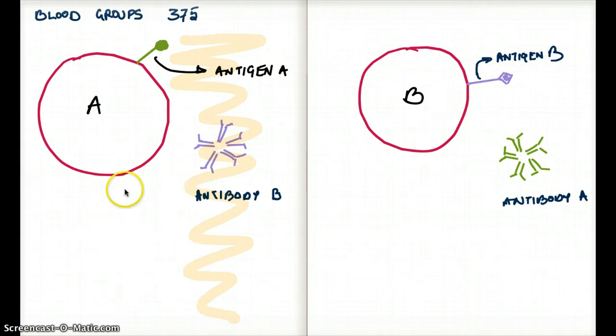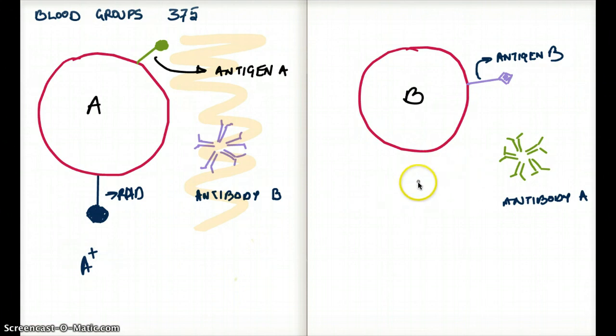So what do we mean by that? Let's say this is a patient with blood group A, and this patient has the RhD antigen. When they have the RhD antigen, we call them positive. So this patient would be blood group A positive. If they lack the Rh antigen, we call them negative. So this patient would be blood group B negative.